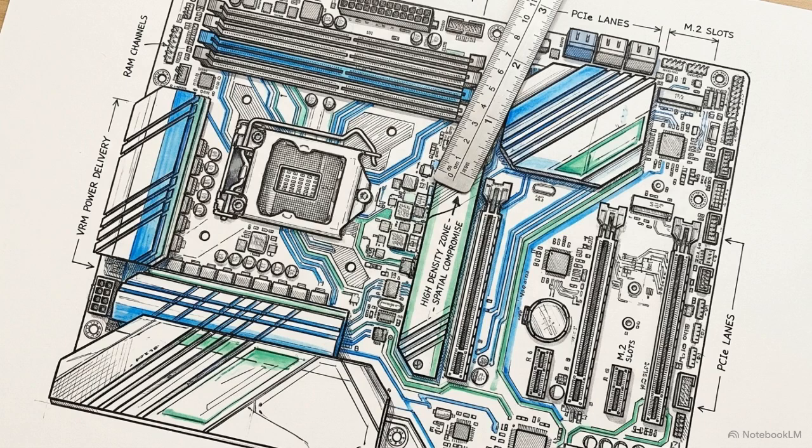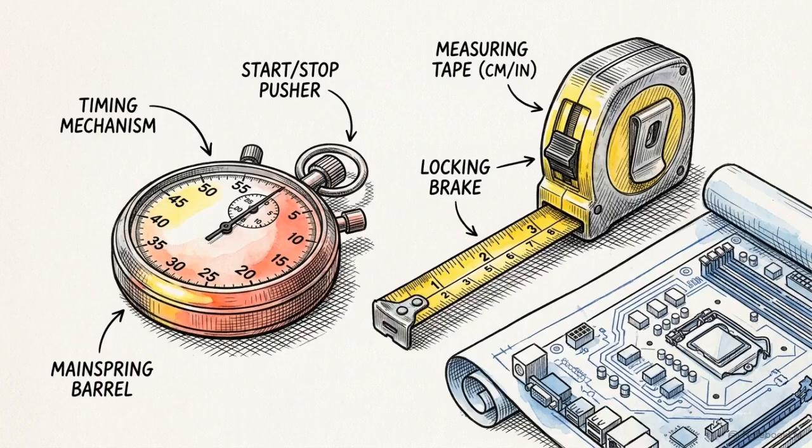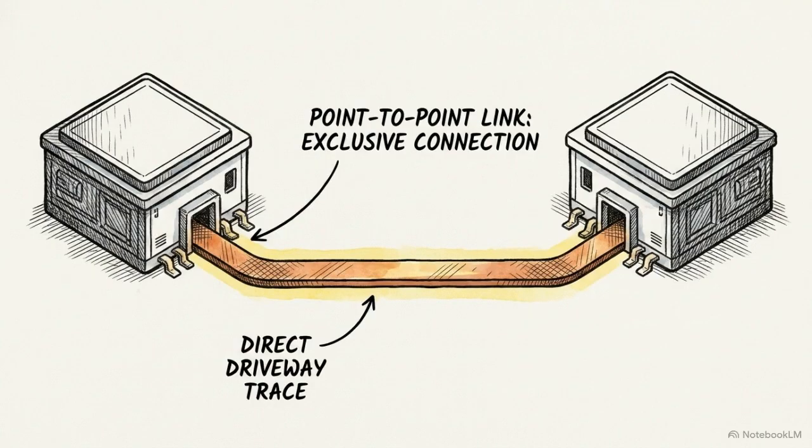Computer engineering requires constant compromise. Designers choose between parallel and serial connections based on exactly how much space they have, the distance the data needs to travel, and the speed required. Now let's look at how these roads connect different locations. Point-to-point buses act like private driveways, forming a direct, exclusive connection between exactly 2 devices.